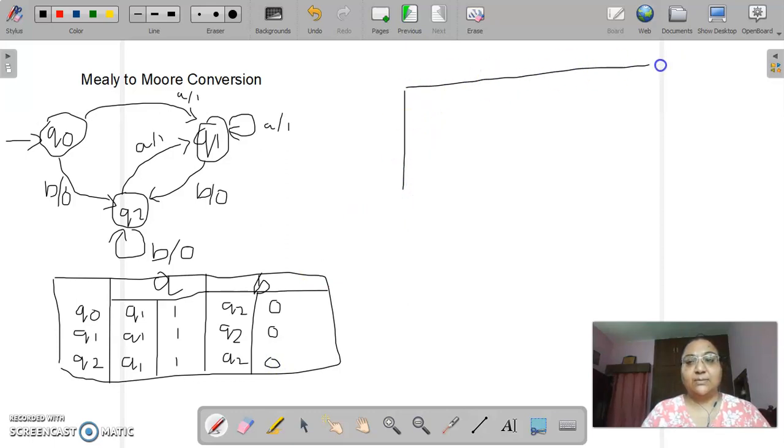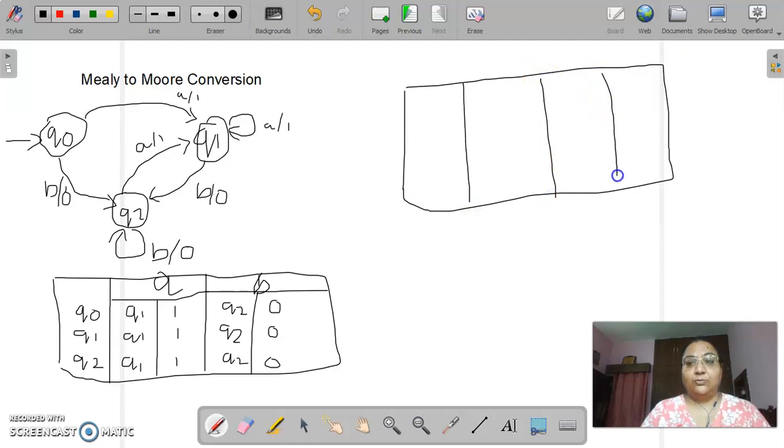So from the transition table of Mealy, we will construct the transition table of Moore. We will have 4 columns here: 1 for the output, 2 for the input and 1 for the states. So we have states, we have the input A, we have input B and we have the output.